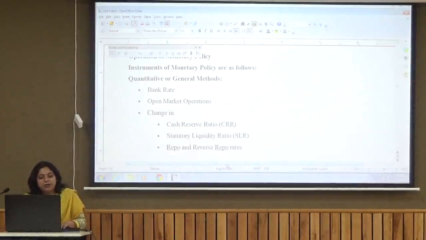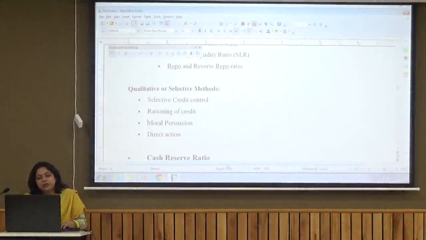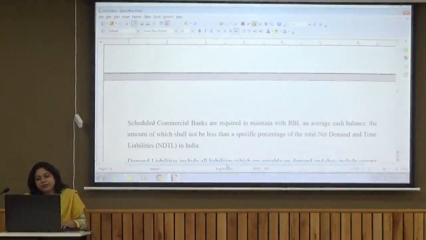Quantitative or general methods include bank rate, open market operation, change in cash reserve ratio, statutory liquidity ratio, and repo and reverse repo ratio, and qualitative methods are selective credit control, rationing, moral persuasion and direct control. Out of these, first of all, cash reserve ratio. What is a cash reserve ratio?